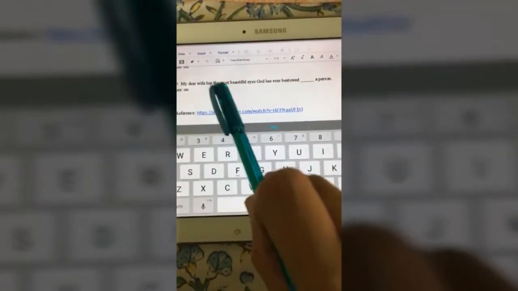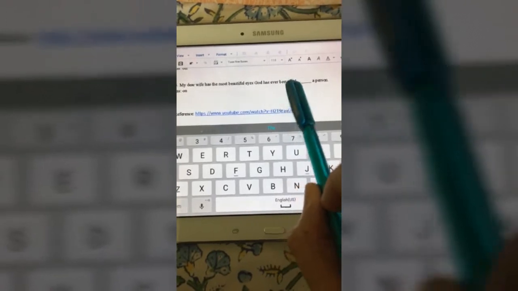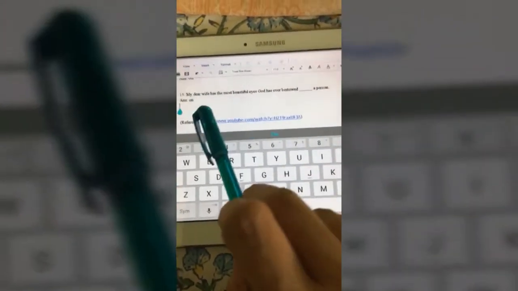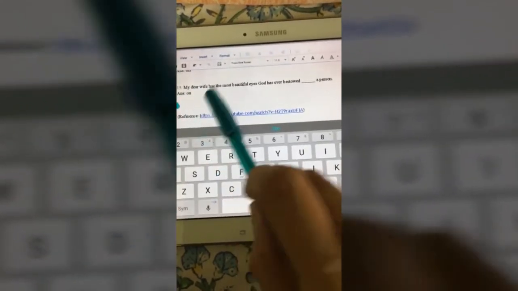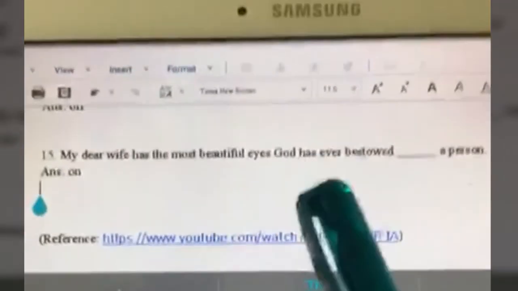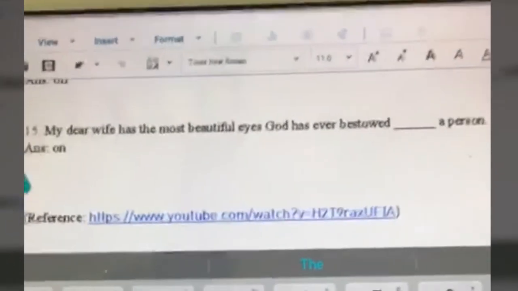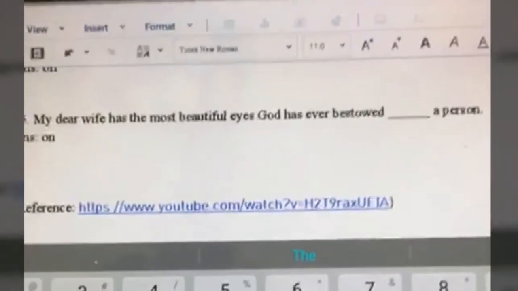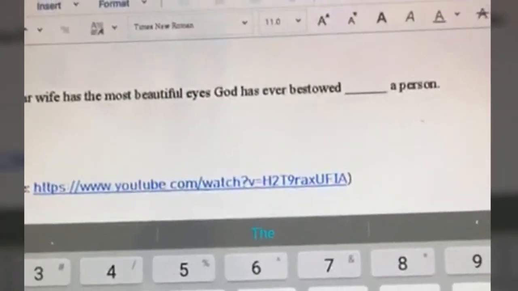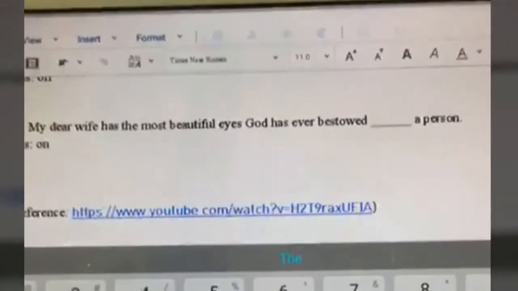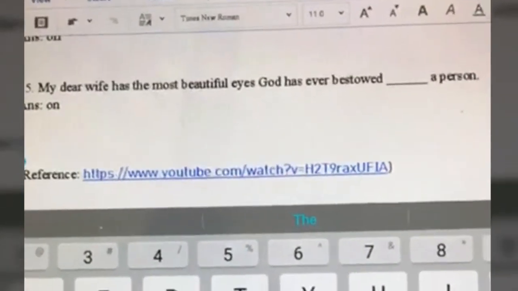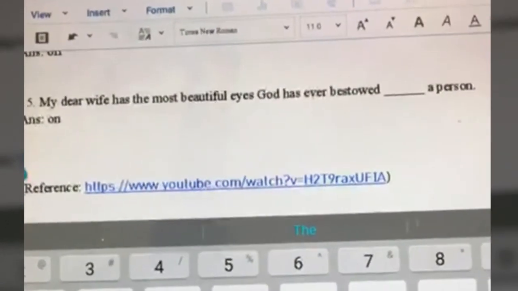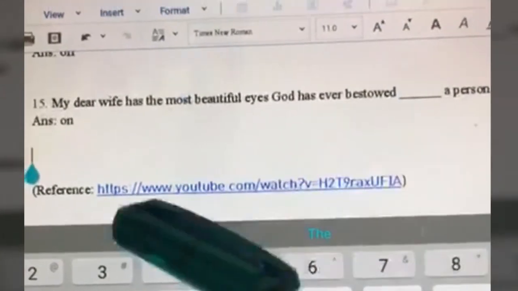Okay, last example. My dear wife has the most beautiful eyes God has ever bestowed dash a person. So what is a preposition to be used here? The preposition to be used here is on. I'll explain why. Bestow means to confer to somebody or to be given to somebody. So when you are trying to use bestow in a place where you're trying to say that that person has got a gift of something, then we use bestow on or bestow upon. All right. So these are the two correct prepositions that we can use, on or upon.